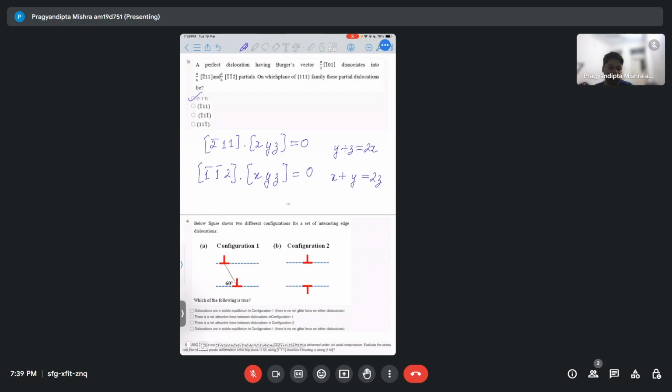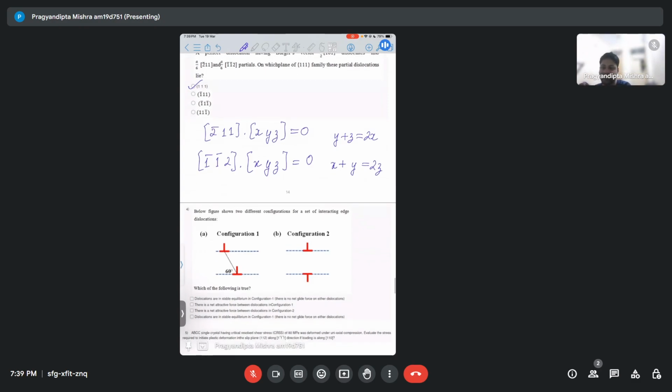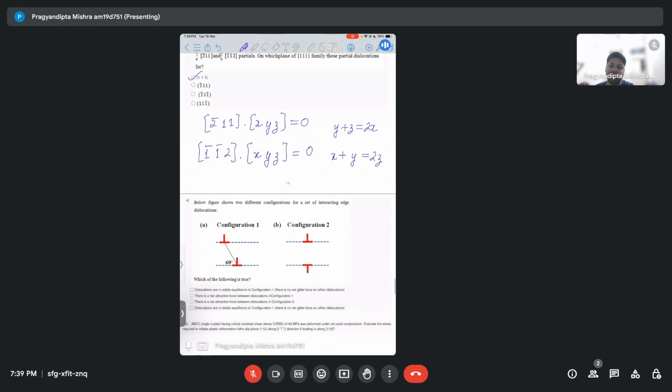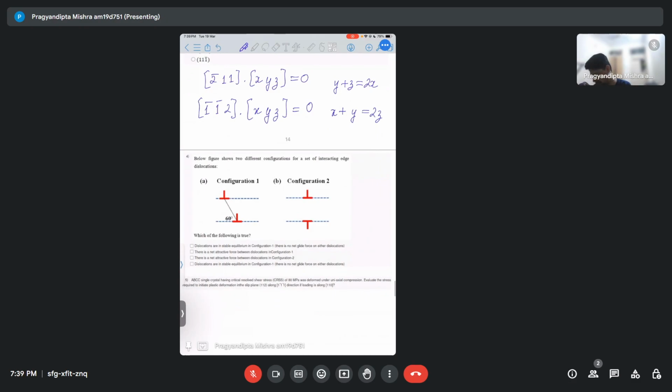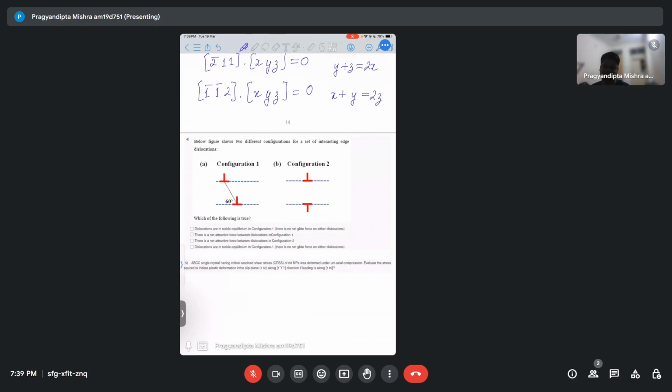Okay. So coming to the next question, the figure below shows 2 different configurations for a set of interacting edge dislocations. They are asking which of the following are true for these interactions. They have given a 60-degree angle, 2 dislocations which are present, and in configuration 2, 2 dislocations on opposite sides. So the first one has 2 like dislocations, and this one has 2 opposite dislocations. So which are the correct options?